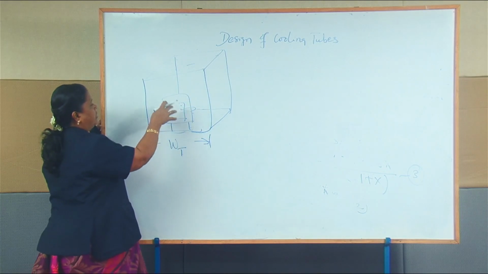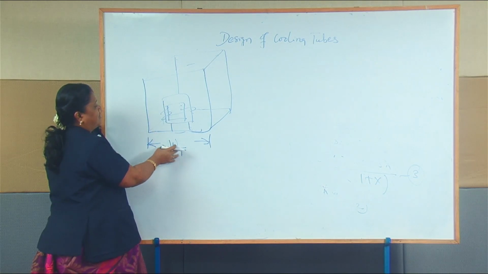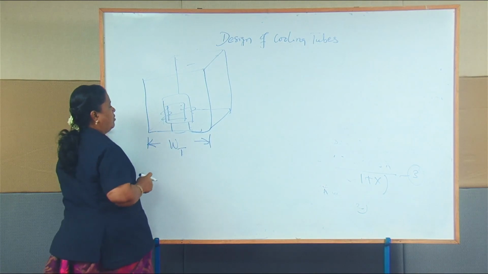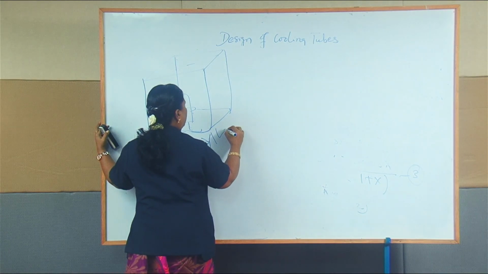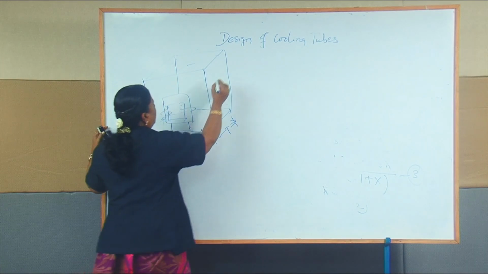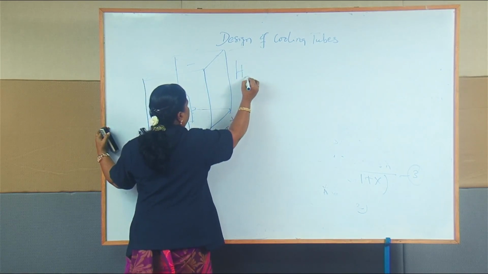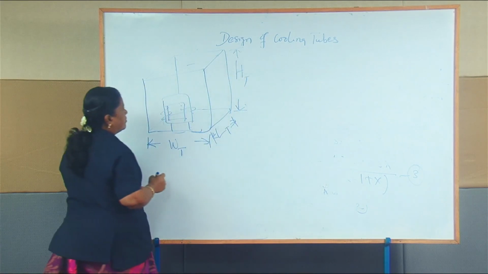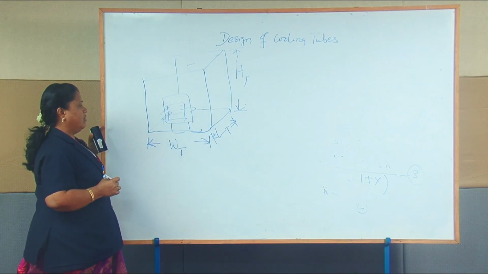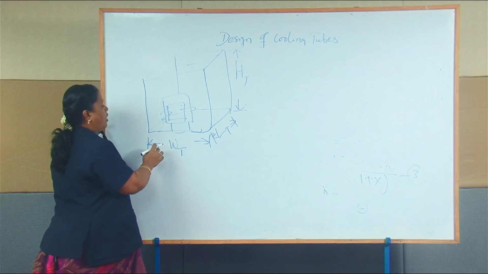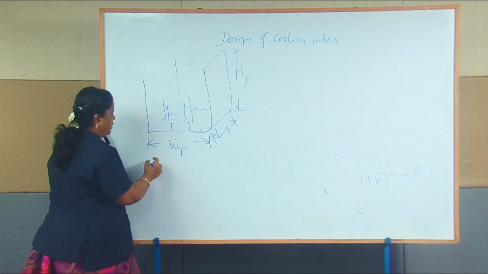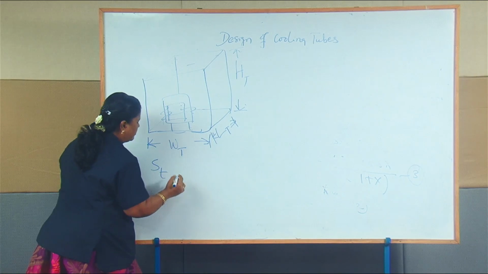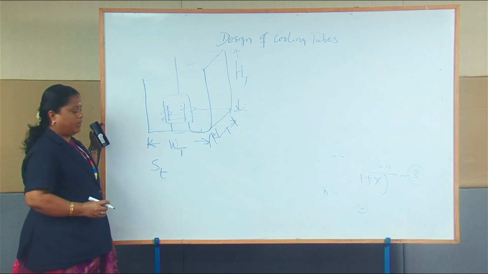So, the transformer is immersed in a cooling tank. Consider this as the width of the tank, and this as the length of the tank, and let H suffix T be the height of the tank. Now, how will you calculate the surface area of the tank, S suffix T?